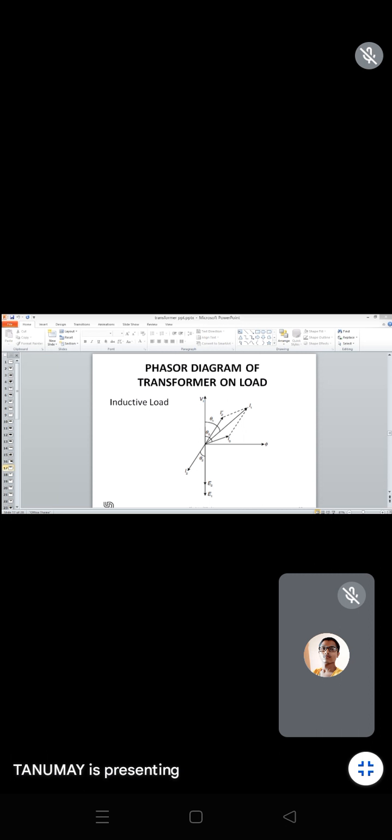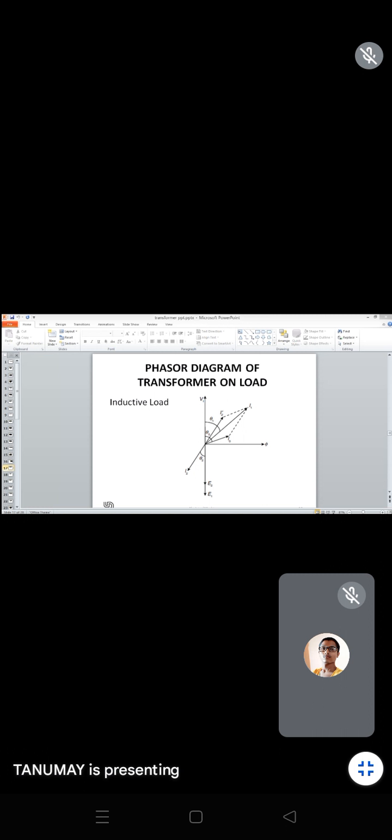So here the phase angle between V2 and I2 is theta 2. Now if you consider there is no loss over the secondary side, then this will be the direction of V2. This will be the direction of V2 when there is no loss over the secondary side, and this load is of inductive type.